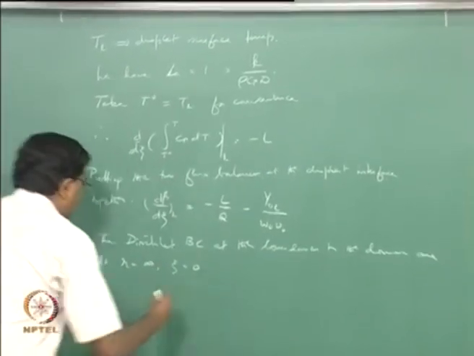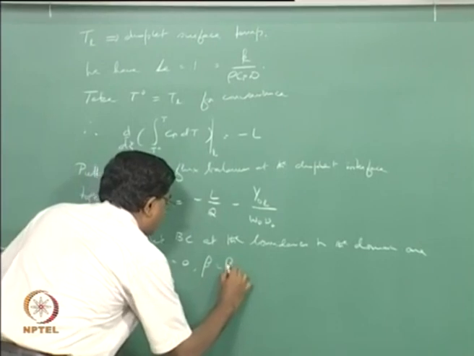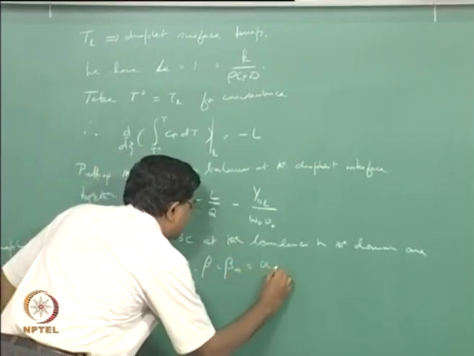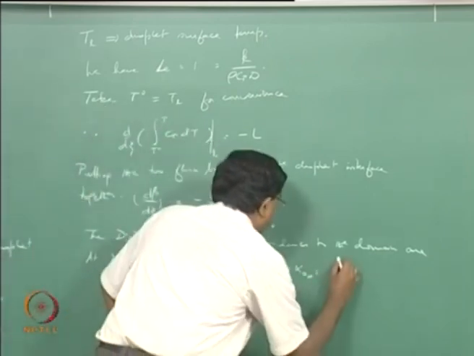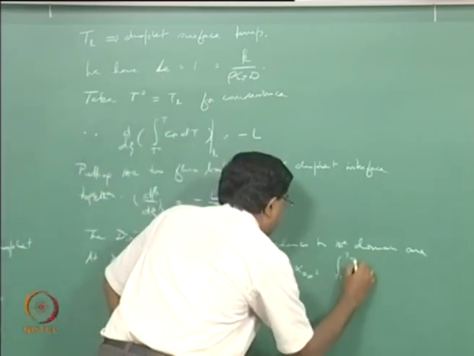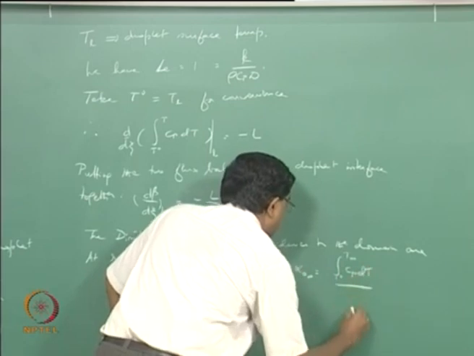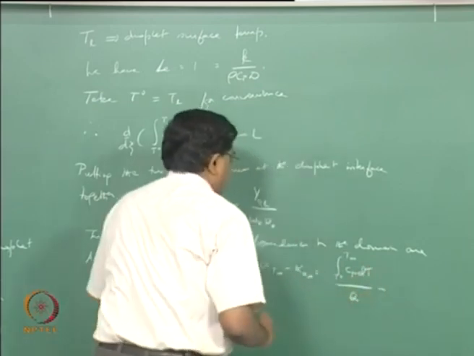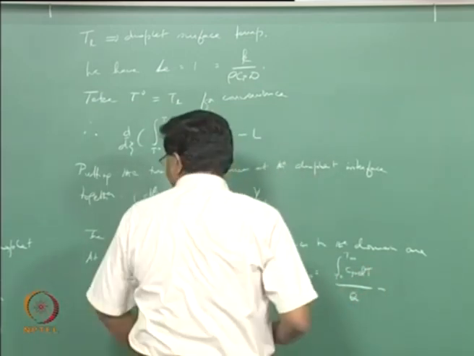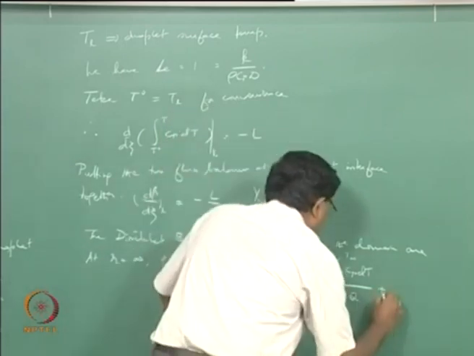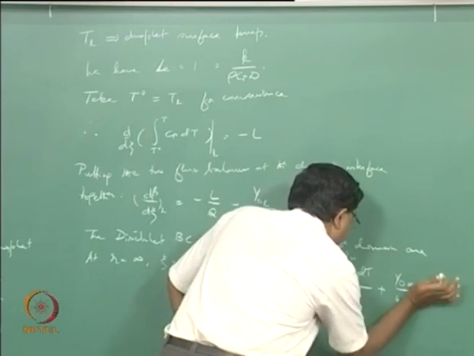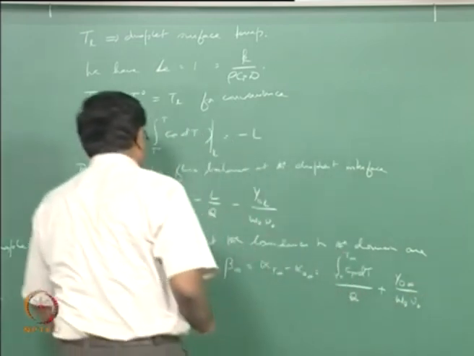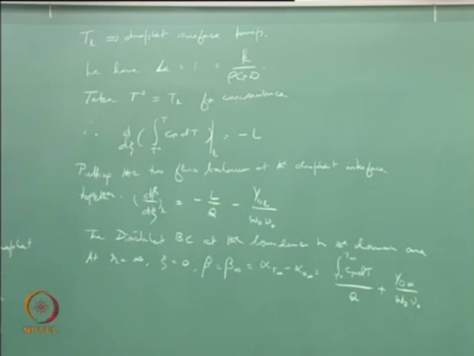But essentially what it means is beta can be equal to beta infinity, which is alpha T infinity minus alpha O infinity, which is nothing but the integral T naught to T infinity Cp dT divided by Q, or should I say plus, Y O infinity divided by W O nu O. That's the one boundary condition.